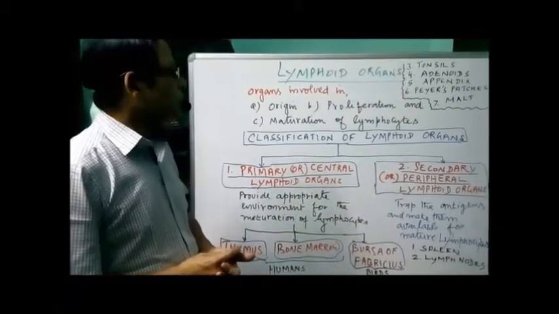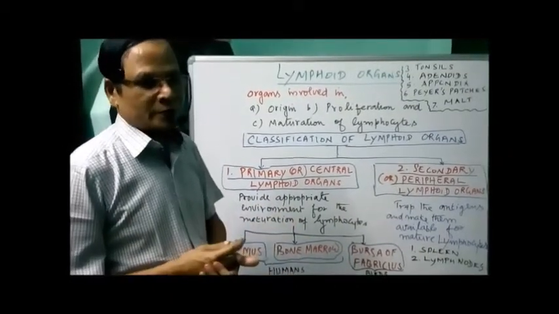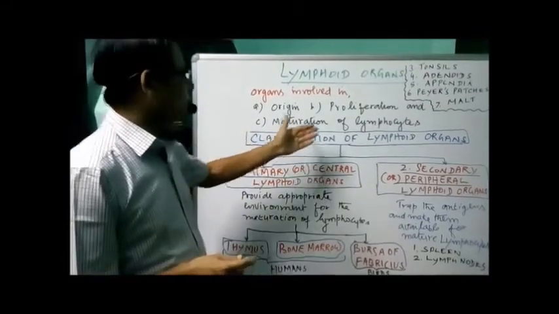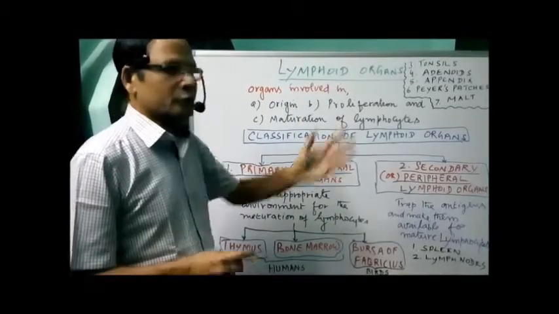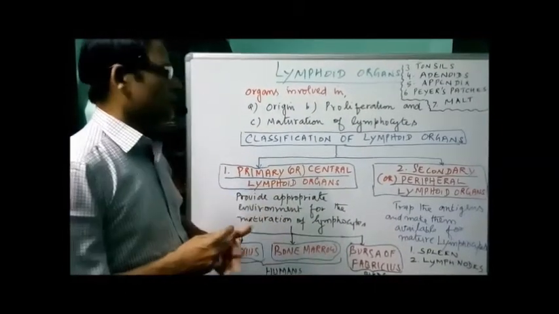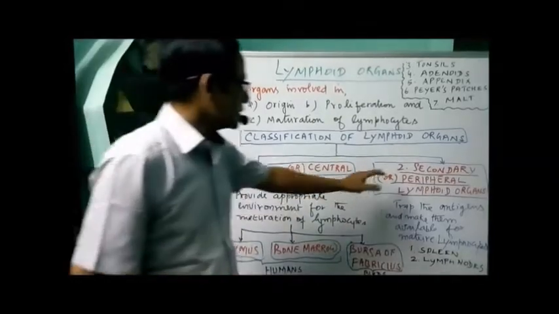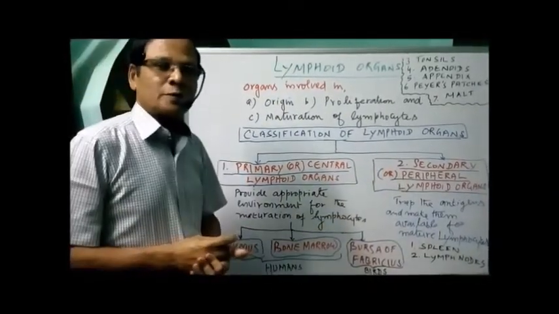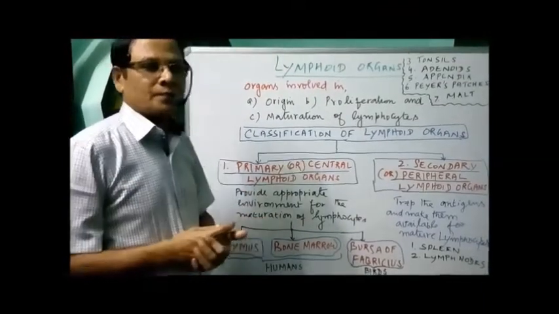Now, on the basis of functions, we can classify the lymphoid organs into two major groups. One, primary or central lymphoid organs. Two, secondary or peripheral lymphoid organs. What do you mean by primary lymphoid organs?